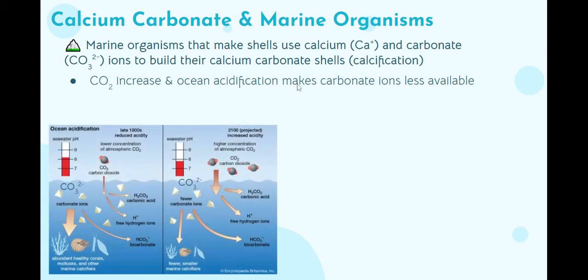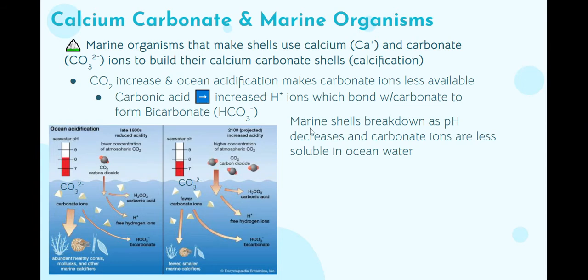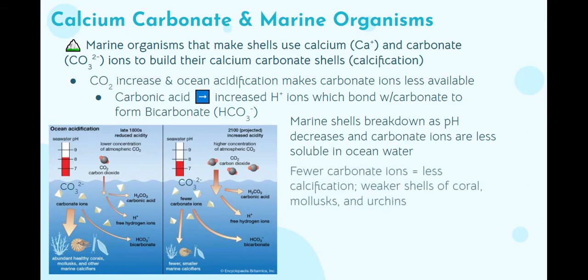ions less available. Why? Because the carbonic acid leads to increased hydrogen ions, which bind with the carbonate to form bicarbonate, like what we saw before. If there's more bicarbonate, there's less carbonate to make the shells. Marine shells will break down as pH decreases and becomes more acidic, and the carbonate ions are less soluble in the ocean water and dissolve from the shells.